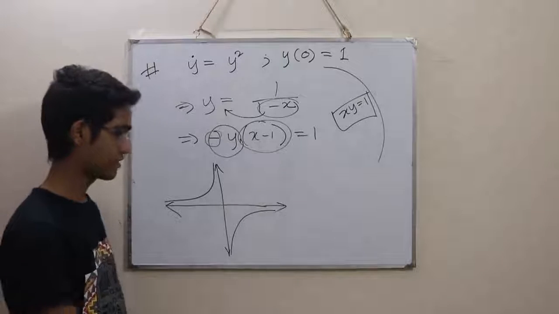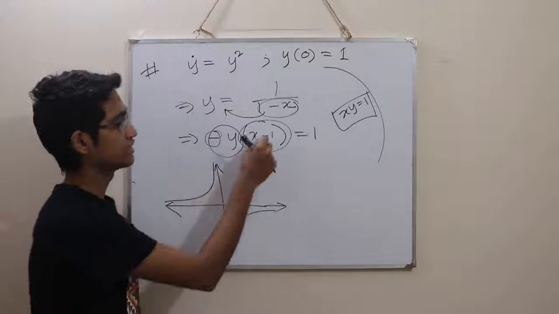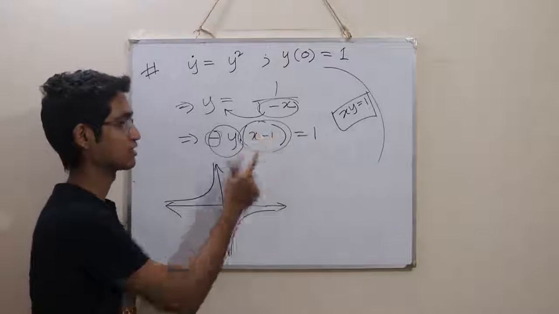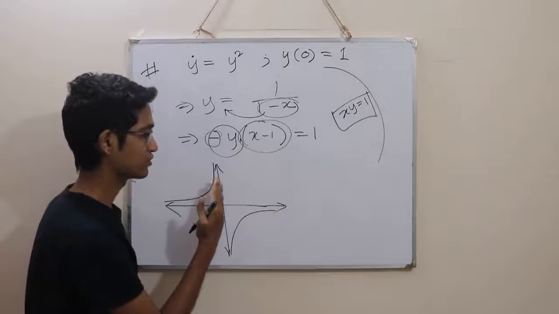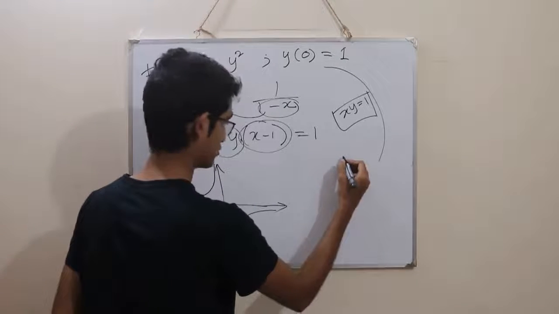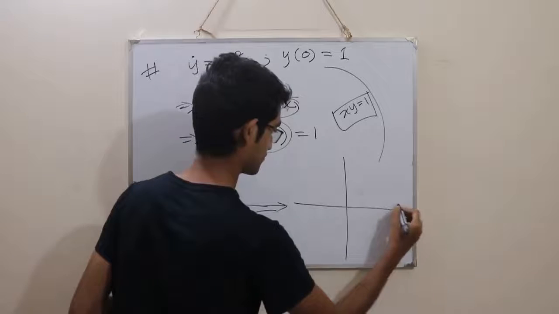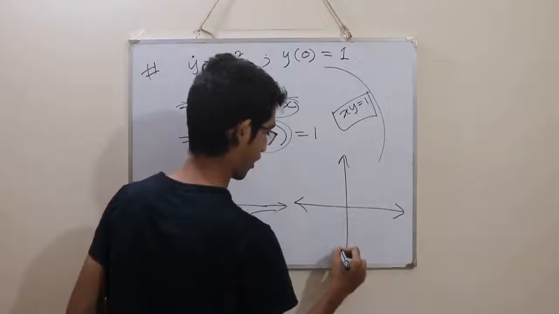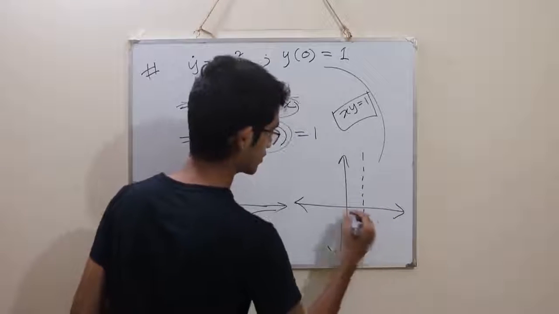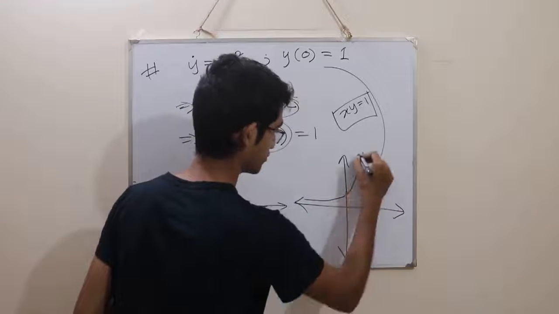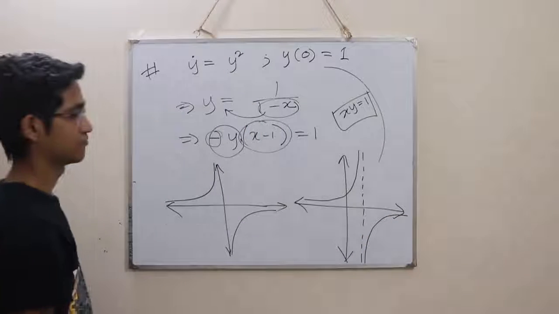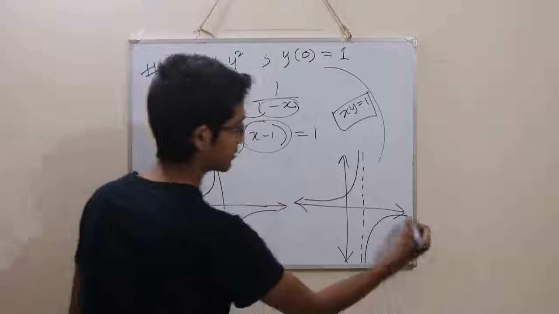Now we see that there is an x minus 1. There is not only x, it is x minus 1. So the graph will shift 1 unit to the right. So the final graph looks like this. If this is the line x equal to 1, the final graph will look like this. This is the graph that we are trying to get.